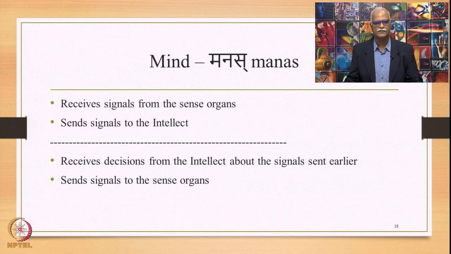Now the intellect takes some further decisions and processes this entire signal, and then probably takes some kind of decision about the information processed. And then these decisions are passed down from the intellect to the mind. So the mind now receives the decisions taken at the level of intellect about the signals sent earlier, and then the mind passes them on once again to the sense organ. This is what is generally considered to be the function of the mind in the cognitive process.